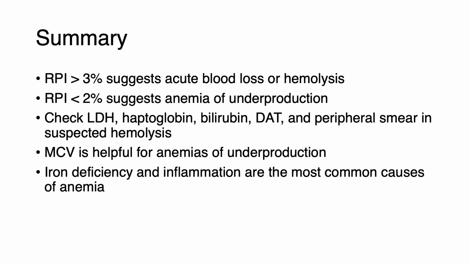Okay, we made it to the end of the video. Here's a summary of some of the key points we talked about. You can use the reticulocyte production index to help distinguish between hemolysis or underproduction. If you do suspect hemolysis, you can check LDH, haptoglobin, and bilirubin, and if those are positive, you should send a Coombs test and get a peripheral smear to look for schistocytes.